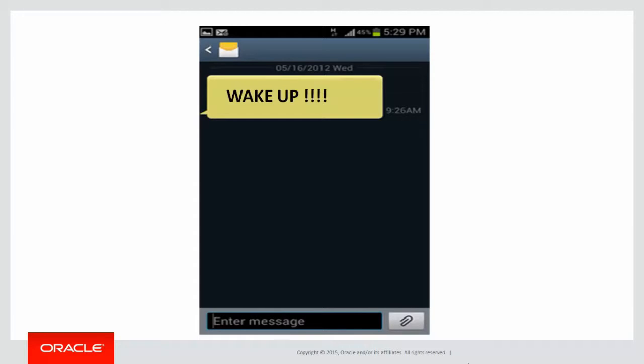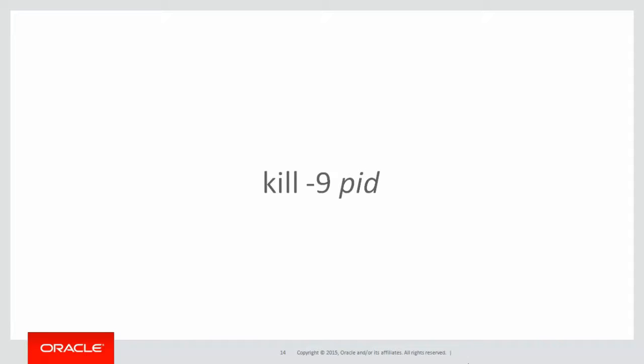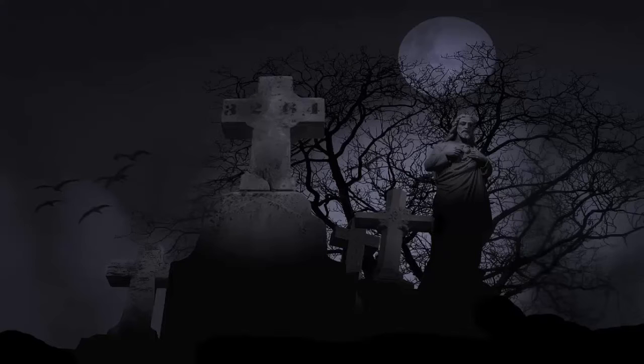The DBA gets up in the middle of the night, runs an alter system kill session to remove the session causing the problems, or they might kill the process at the operating system level, but most importantly, they'll go back to sleep, and then they'll make a mental note to come visit you in the morning and probably deal out some harsh justice.